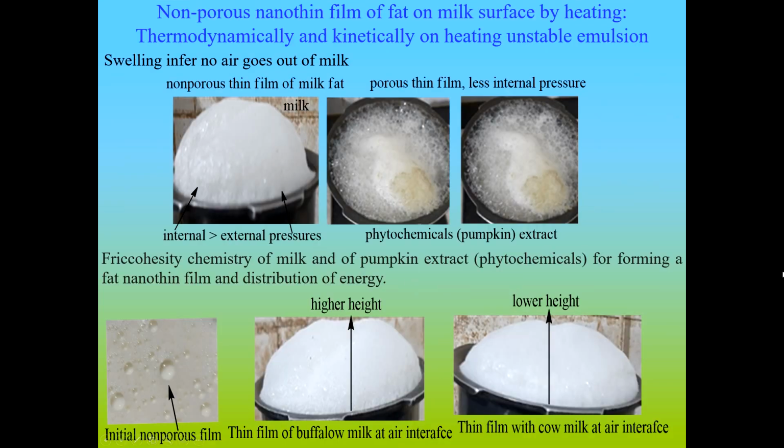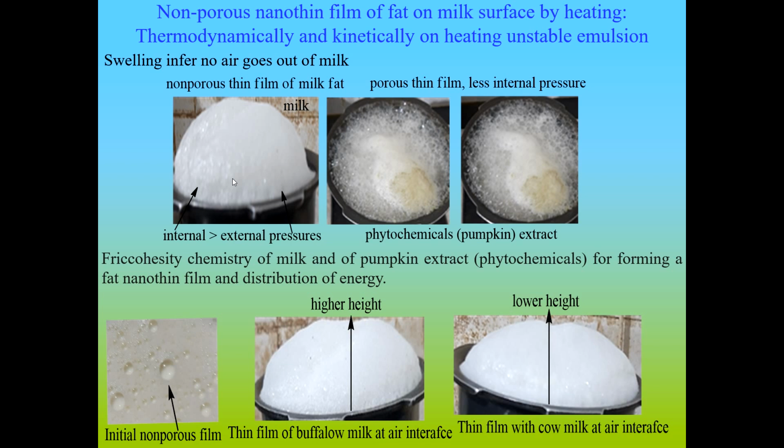And now surprisingly, compare this thing. This milk, why does milk boil over? Again, this is a non-porous thin film. Fat is coming and making a thin film here. Not a nano thin film, but a thin film. So the air which was inside... And why is it? Because fat is going to the top, the fat which was dispersed. Now, since it was weakly dispersed, I do not know whether the milk is thermodynamically or kinetically stable or unstable.